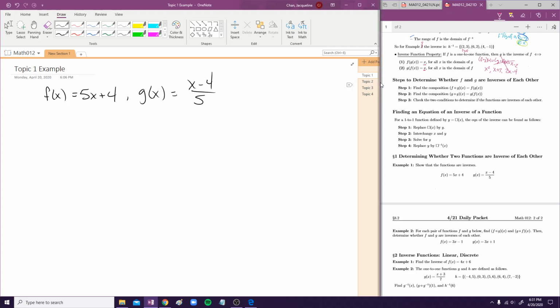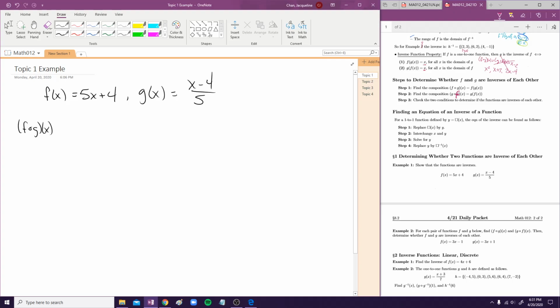So I have the steps right here. It's essentially just using the inverse property. If you're determining if they're inverses of each other, you have to find the composition f of g of x, and then you have to find g of f of x, right? And then we have to see if they're both x's, right? So let's start with f of g of x.